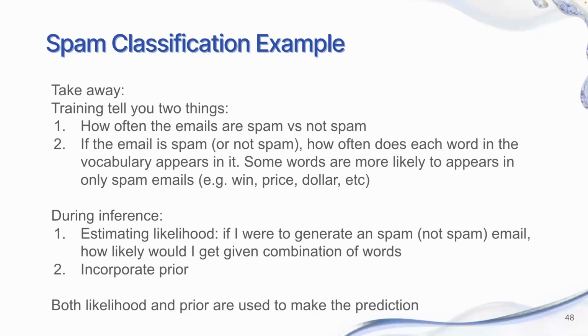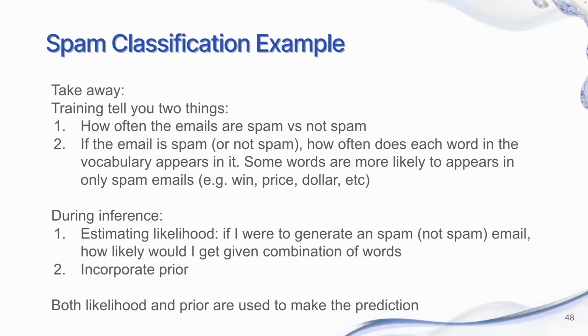So here's the takeaway. The training for a Bayesian model tells you two things. First is how often the emails are spam or not spam. The second thing is, if the email is spam, how often each word in the vocabulary appears in it, because some words are more likely to appear only in spam emails, and some only in non-spam emails. So you're trying to figure out that likelihood. That's for training.